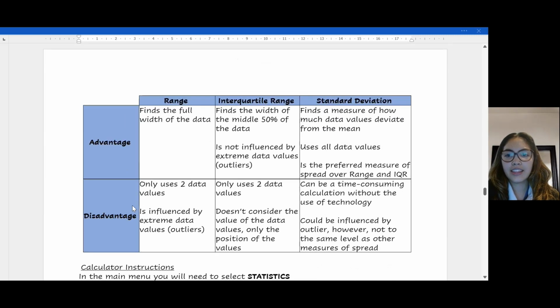And then again, there is a table down here that talks about all of those advantages and disadvantages of the different measures of spread. So I do encourage you to read this because it is good to practice being able to write and articulate and go a bit deeper into some explanations when the questions ask you why, or about the differences between different sets of data values.